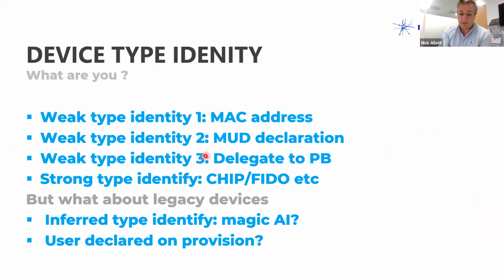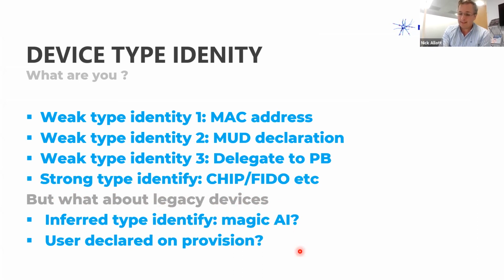Another weak device type identity: you can delegate that problem to the protocol bridge. And the stronger types are based upon certificates, so anything from the chip to FIDO to RATs, etc. So these are much stronger ones. And then I'll finish on this, because I think it really gets to the heart of what ManySecured is.